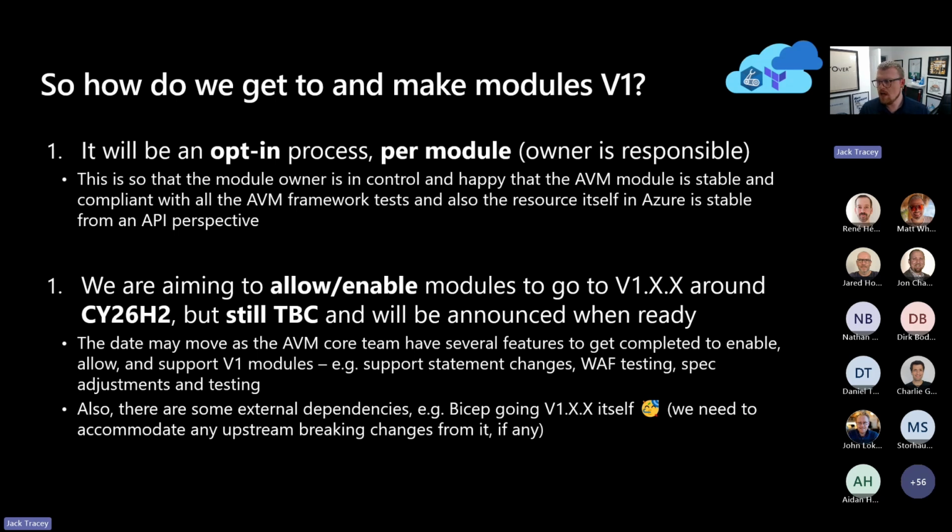It's stable. They might have created a module for a preview service, and they're not sure if the service itself is going to make a big change under the hood that might cause them to do a refactor. So they might want to stay in a 0.x release for a little while. So we want to give module owners the flexibility to choose when they want to go V1. But when they do go V1, it's their choice, and they can opt in to go and enable that.